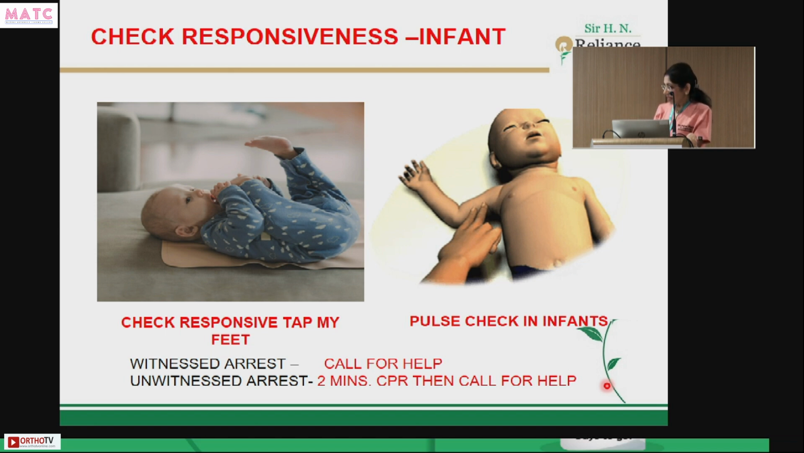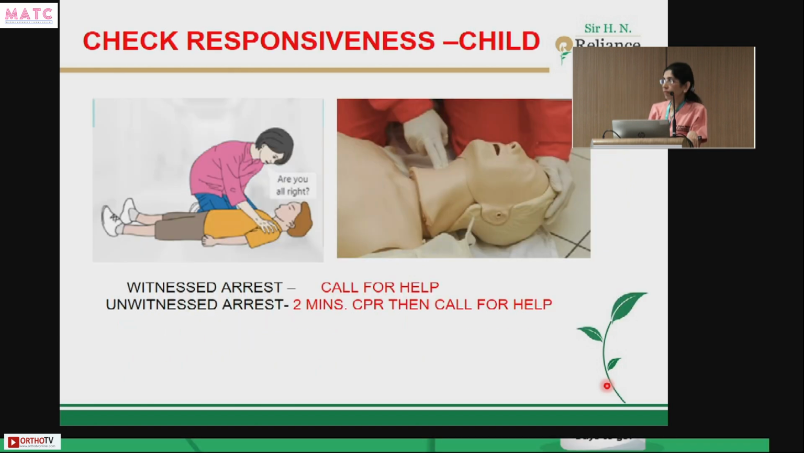Then second is palpation of the pulse. In infants we do not palpate for the carotid pulse, but we palpate for the brachial pulse in the mid arm, because that is easily accessible, and if the child is chubby, you may not be able to palpate the carotid pulse very easily. So you palpate for the brachial. Then again, the steps of the CPR remain the same.